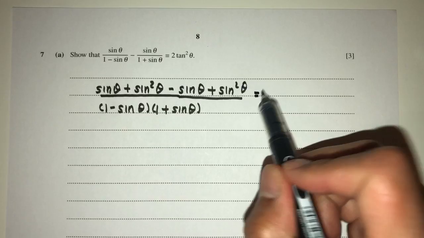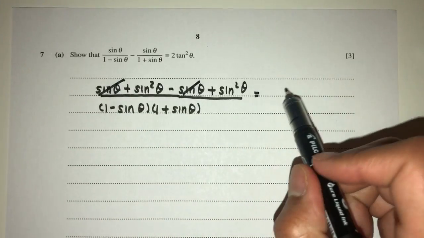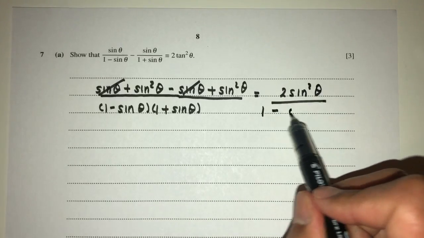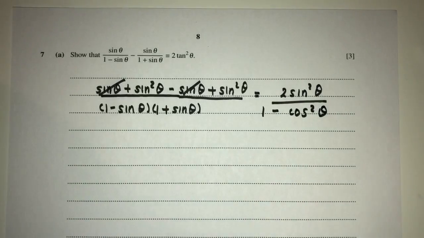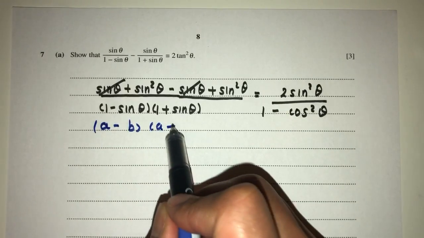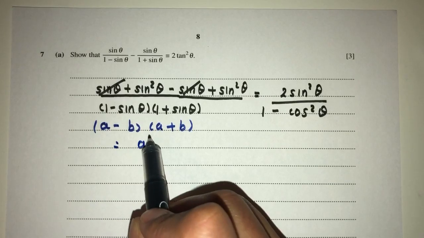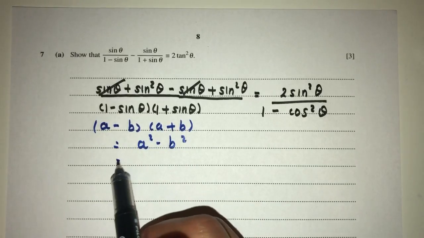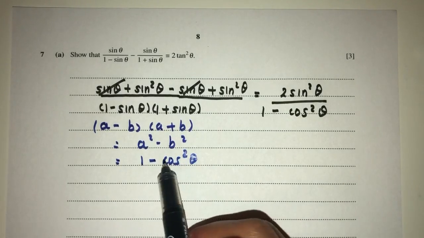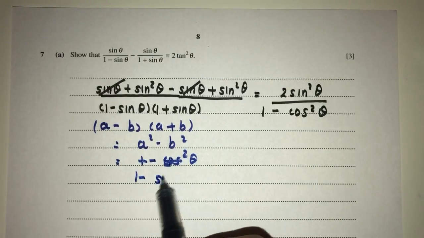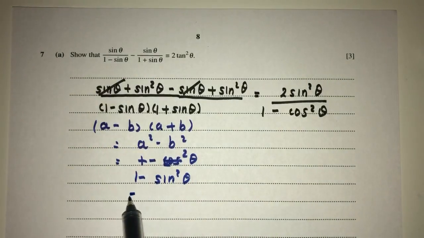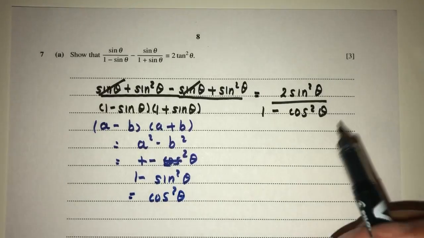Now simplify. This one will go away. You will have 2 sine square theta, and this one will become 1 minus cos square theta. Because you have to know this is like (a minus b)(a plus b), which is equal to a square minus b square. So same steps, it will become 1 minus cos square theta. Sorry, sine square theta. So you become 1 minus sine square theta, because here, we take a to be 1, b to be sine. This will give you cos square theta.